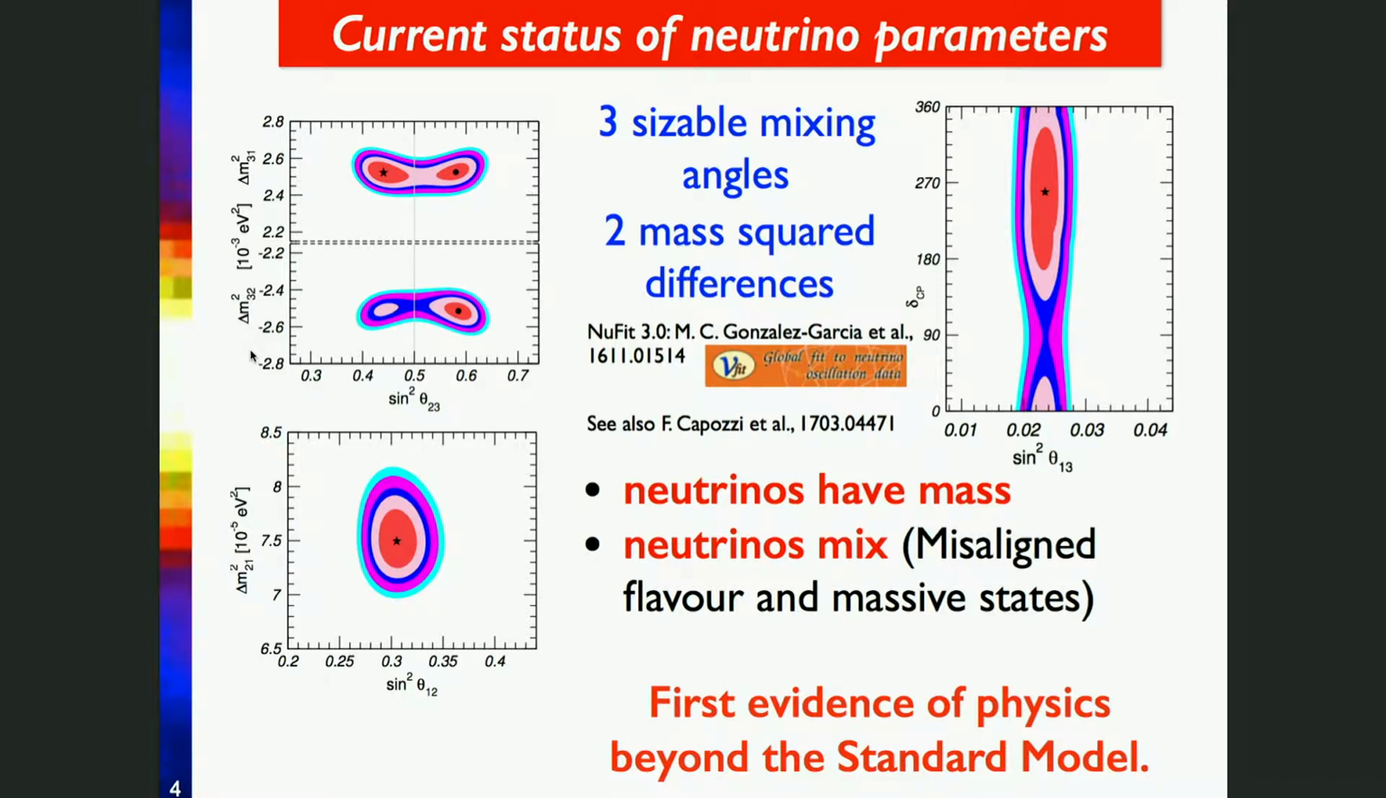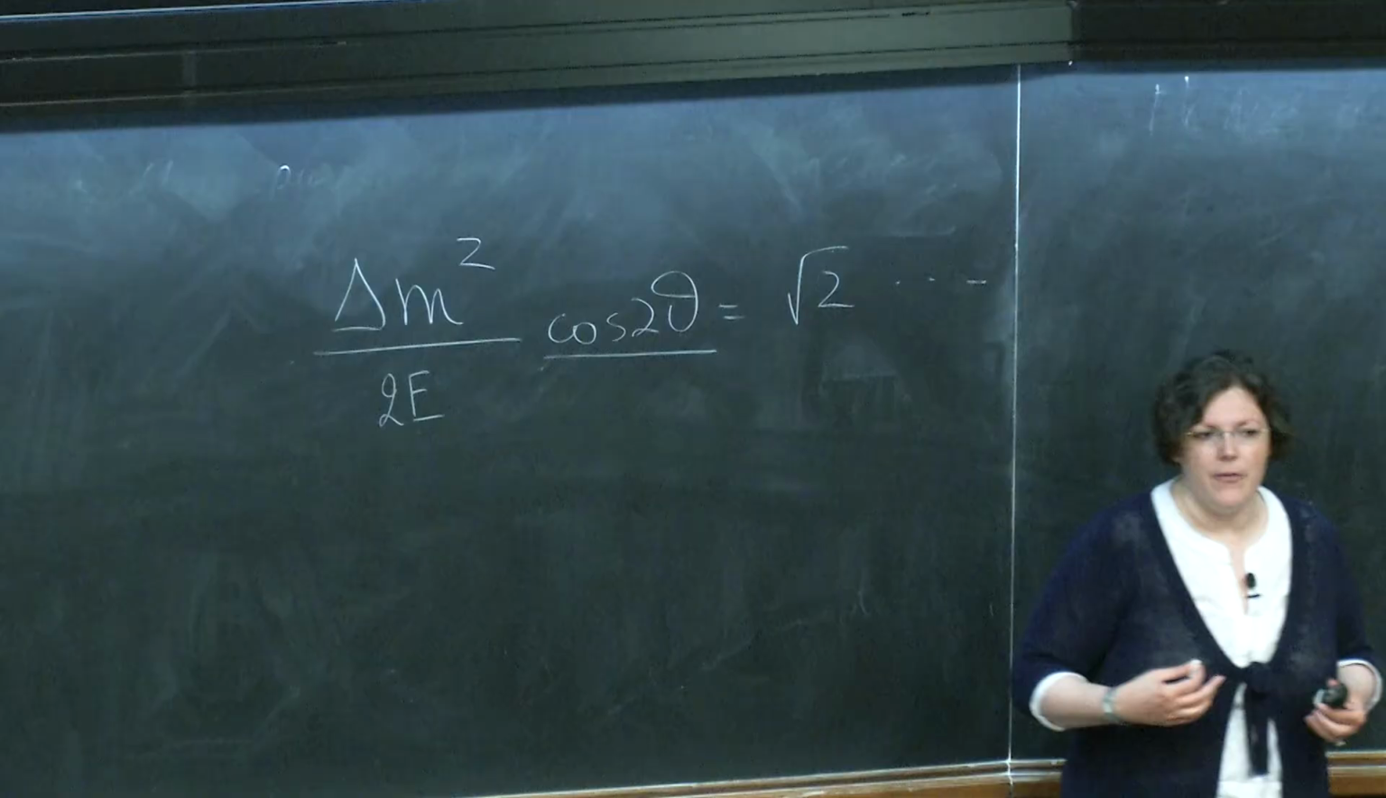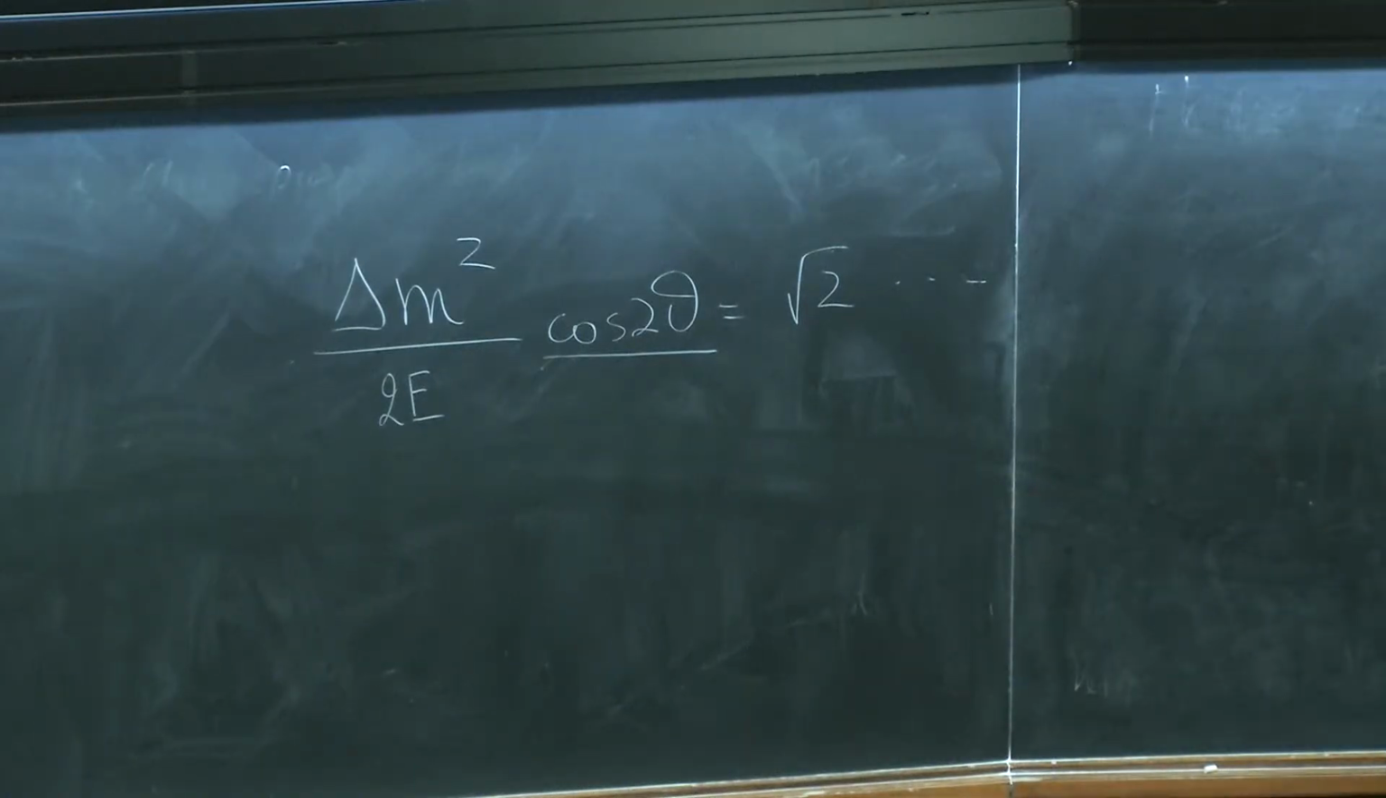But again, by convention, we choose the value of the angle to be between 0 and pi over 2, which then means that the cosine is positive, which also means that delta m square is positive as well. It's the simplest choice we can possibly make. It's a choice, though.